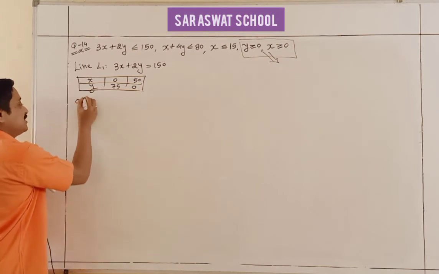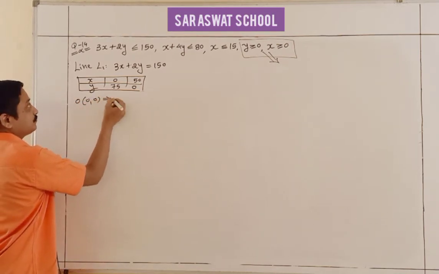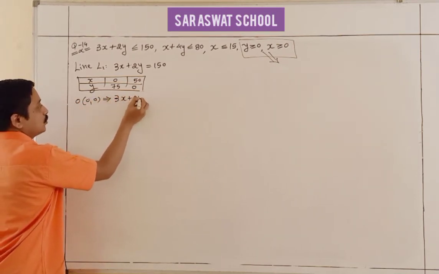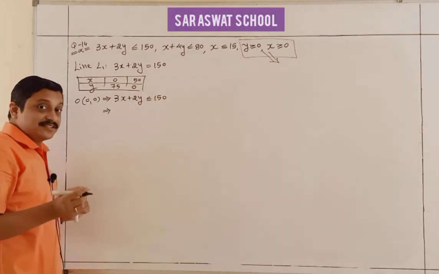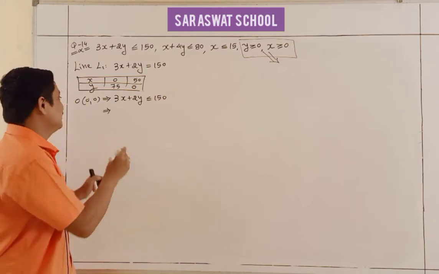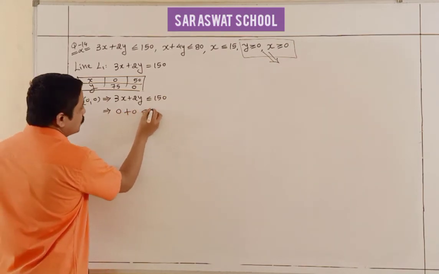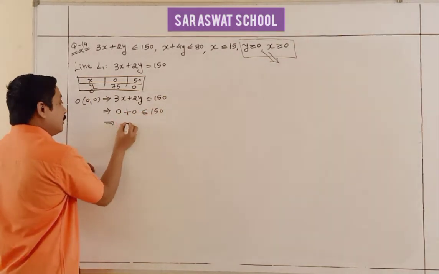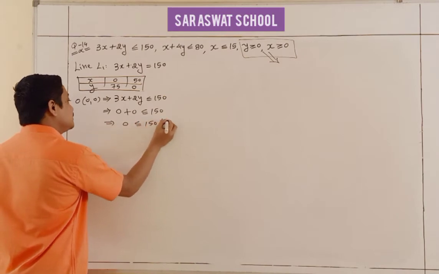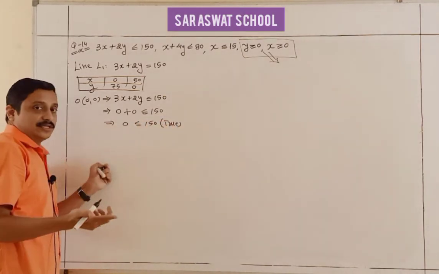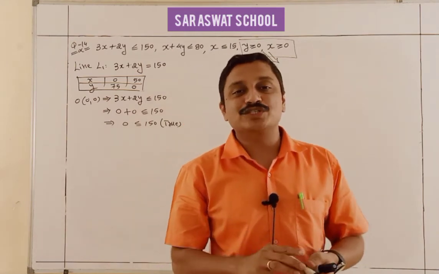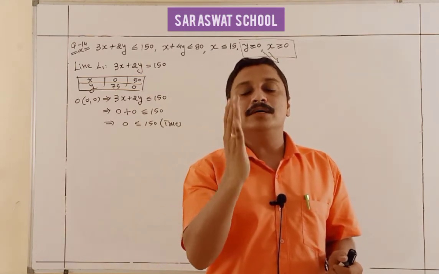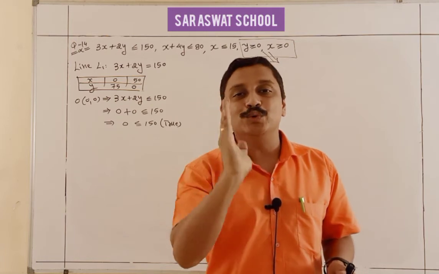So I am just checking with your origin. 3x plus 2y less than 150. And check that it is really passing through origin. So 0, 0 less than 150. Yes, it is true. 0 is less than 150. Yes, it means my shading portion related to L1 must be on the origin side.